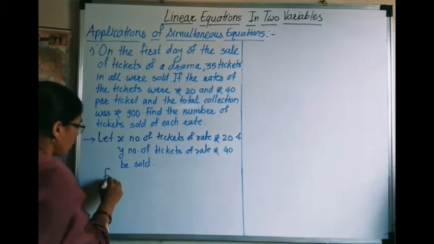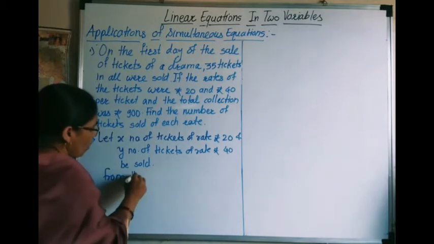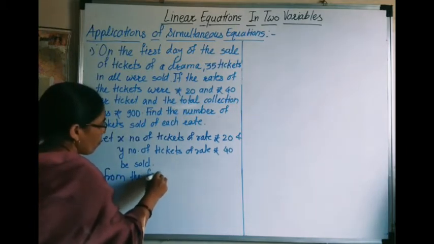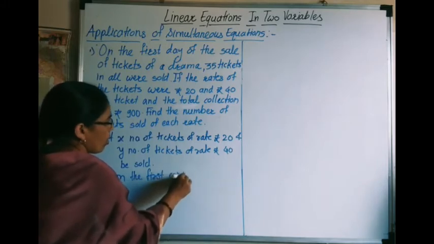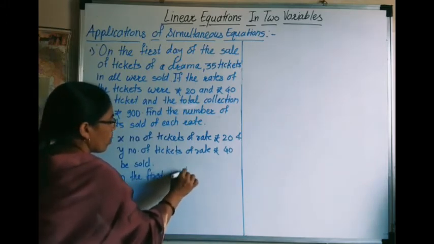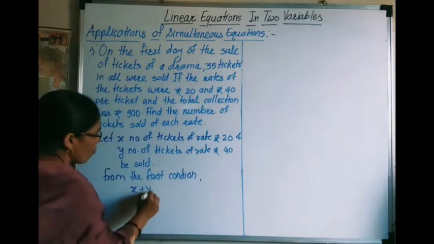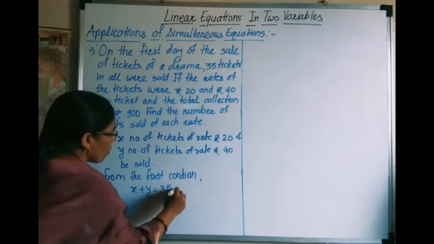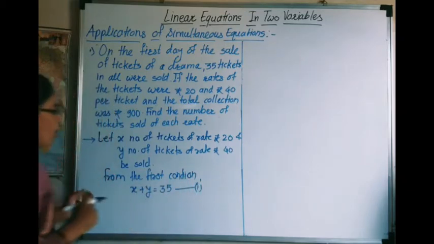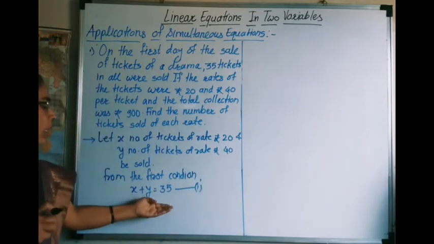So from the first condition we can write x plus y is equal to 35. This is equation number 1, because the total number of tickets sold is 35.